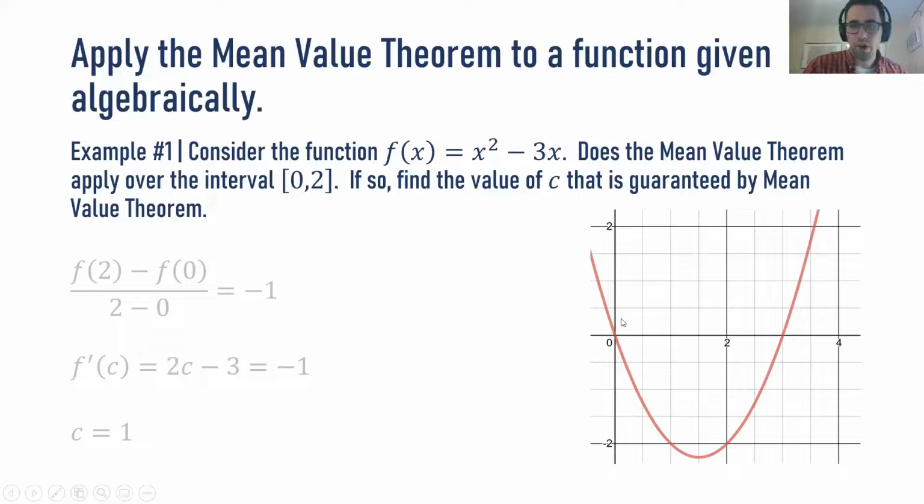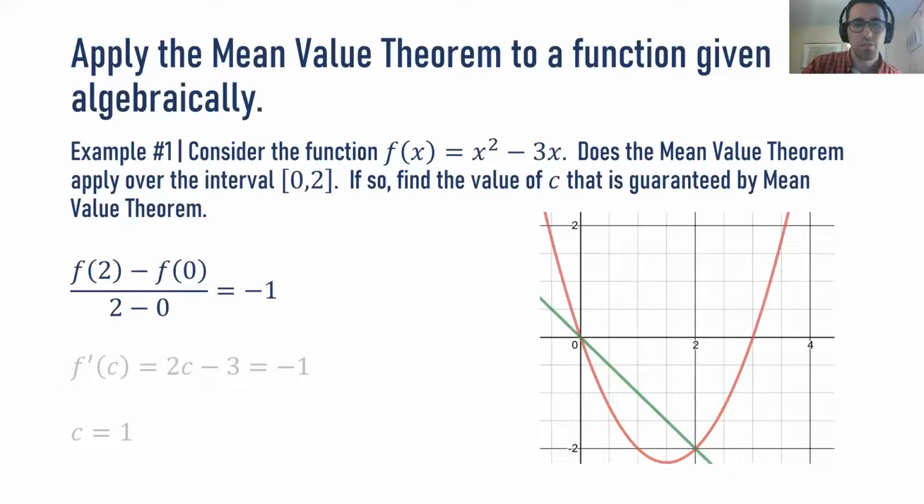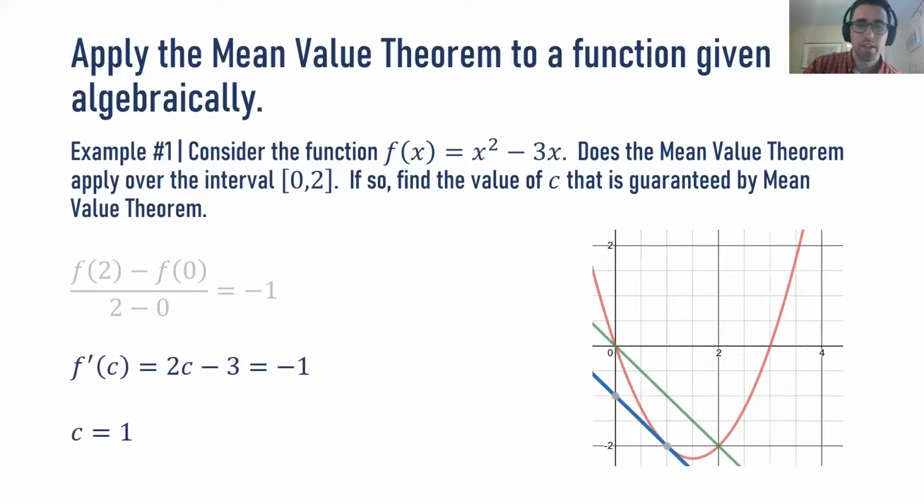Here's the same curve on the right, x squared minus 3x. And what we found first was that the average rate of change from 0 to 2 was negative 1. That's represented by the green line that you see intersecting the parabola on the right. Then what we did is we set f prime of c equal to negative 1, and we found that c equaled 1. You can see on the graph, the blue line at x equals 1 is tangent to the curve, and it's parallel to the secant line, which has a slope of negative 1. So this connects back with the graphical representation we saw earlier and backs up that our answer is correct.